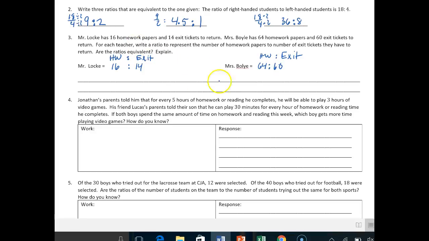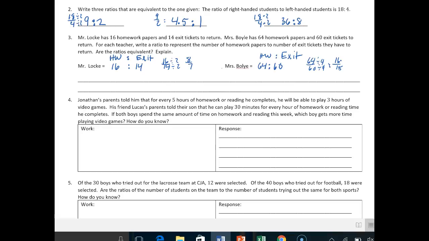For each teacher, write a ratio, which we did, representing the number of homework papers to the number of exit tickets they have to return. Are the ratios equivalent? Basically, again, you can just go to Google Calculator and say, all right, what's 16 divided by 14? We could simplify this fraction and get it down to 8 over 7. We could simplify this fraction, not by 2, but divided by 4, and get it down to 16 over 15, and we could say, all right, who's got a higher ratio, a higher rate? So are they equivalent, basically.